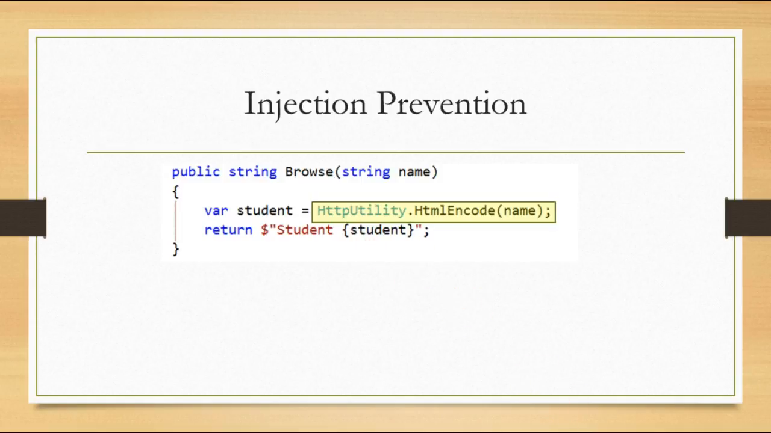We'll run this code. So here we have browse. I have name, question mark, name equal Bob, and it displays Bob here. We just encoded the name, said this looks harmless, create a variable, pass the variable to the view, to the browser here, as student Bob.